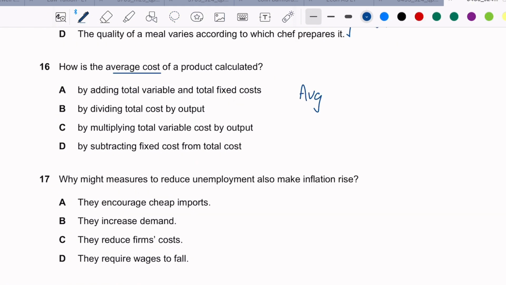16. How is the average cost of a product calculated? Yeah, this one you just need to know the formula. Average total cost is equal to total cost divided by the output. This one is correct.